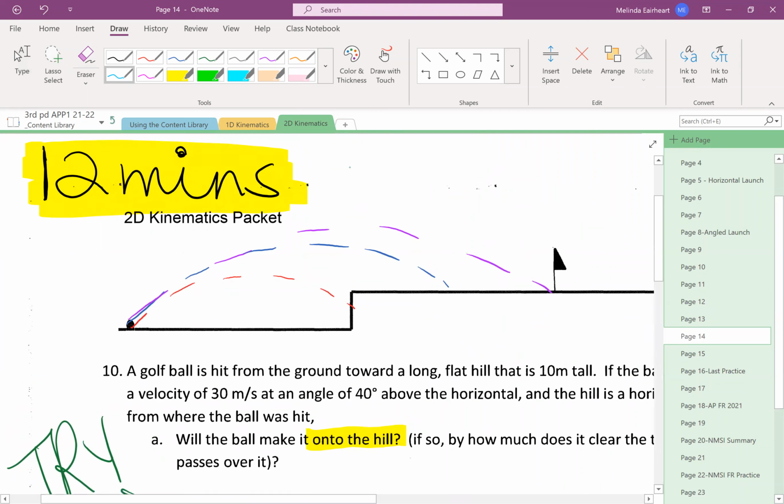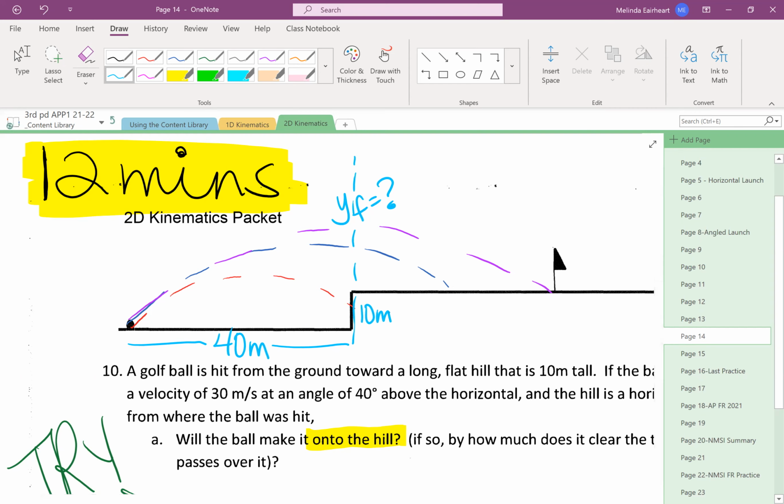And so if we look to make it onto the hill, later they tell us it's 40 meters away. And so we'll end up doing like we did last time, solving for the time to travel 40 meters. But then our final answer for part A is going to be solve for that final y position. Okay, they tell us that the hill is 10 meters tall. And so we'll compare it to that 10, just like we compared it with the backboard last time. Everybody got our game plan?